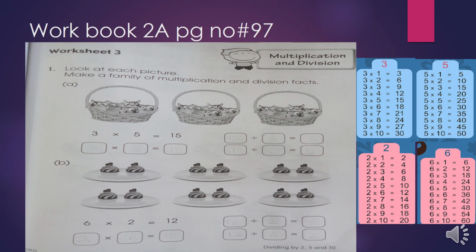Part A: can you see how many baskets are there? Yes, there are 3 baskets, and in each basket there are 5 puppies, right? So when we multiply, first of all we have to make a multiplication equation. When we multiply 3 baskets into 5, we are adding up the things, so the equation will be 3 multiplied by 5, which is equal to 15. So can you see this table? 3 5s are 15.